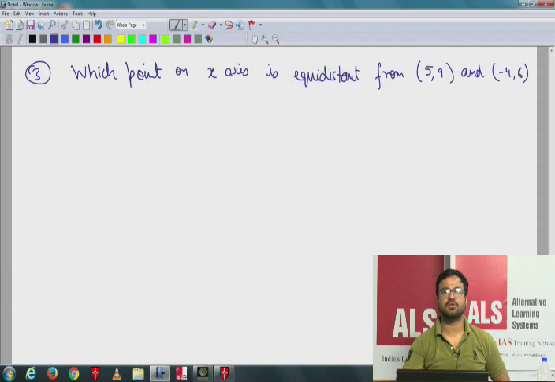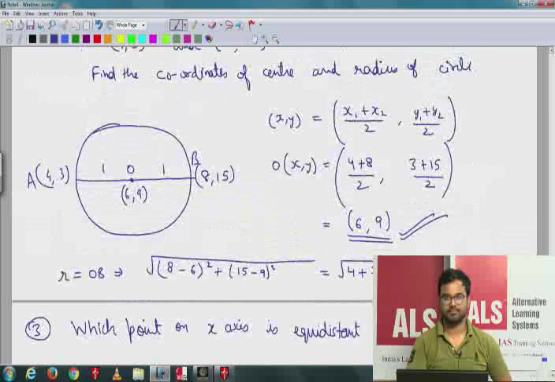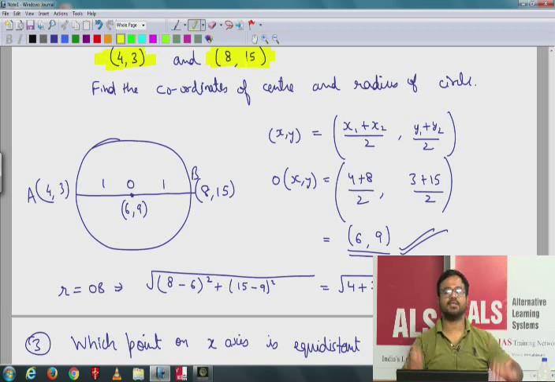All of you note down this question. I am repeating the previous question. Just note down the values for this question. Point on the x-axis equidistant from (5, 9) and (minus 4, 6). So, Kohima, this was the question, like end points of the diameter were given. You can see this is (4, 3) and this is (8, 15). So, diameter end points are there.